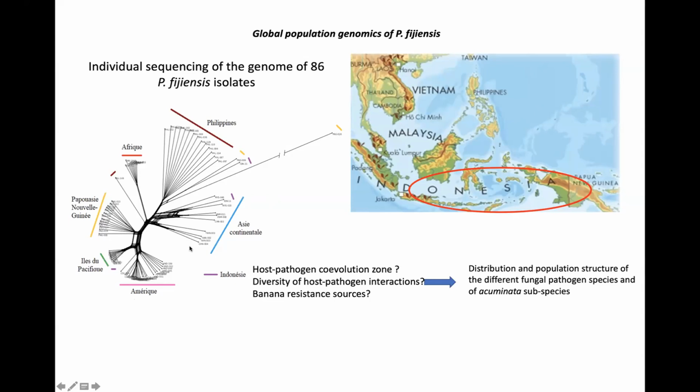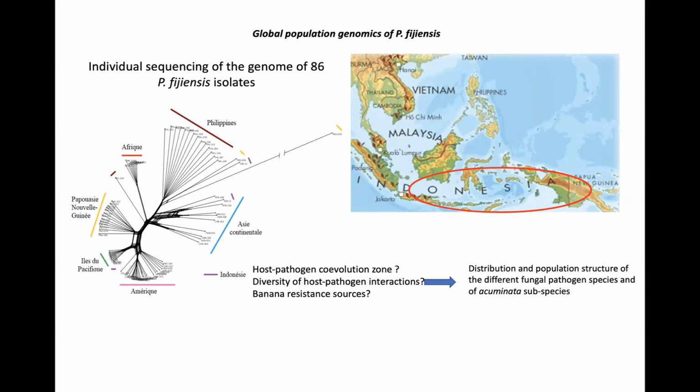And also one isolate from Papua New Guinea is very divergent from all the other isolates. So this means that we did not cover the diversity existing in this region. Certainly, there are different populations with a lot of differentiation. So these regions could correspond to a host-pathogen coevolution zone.